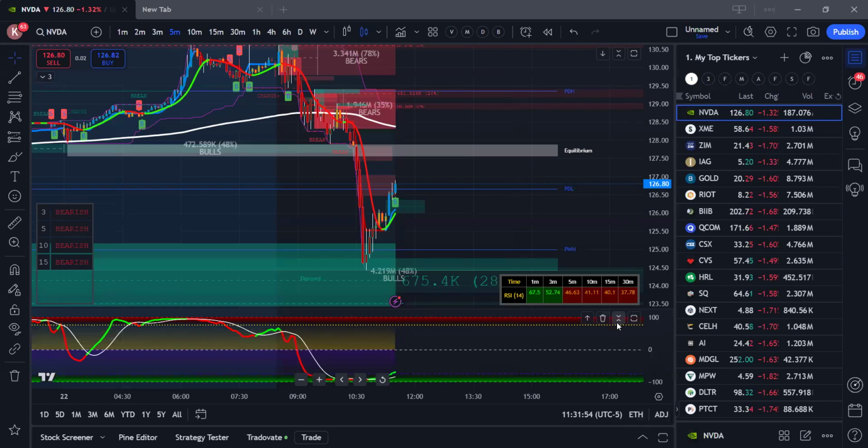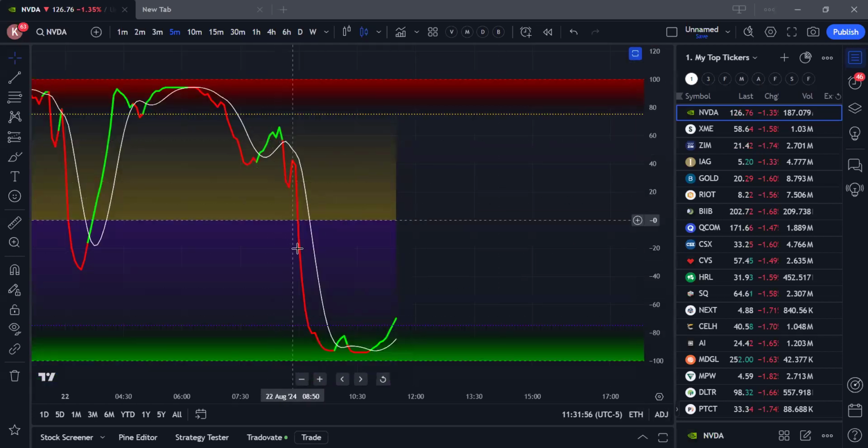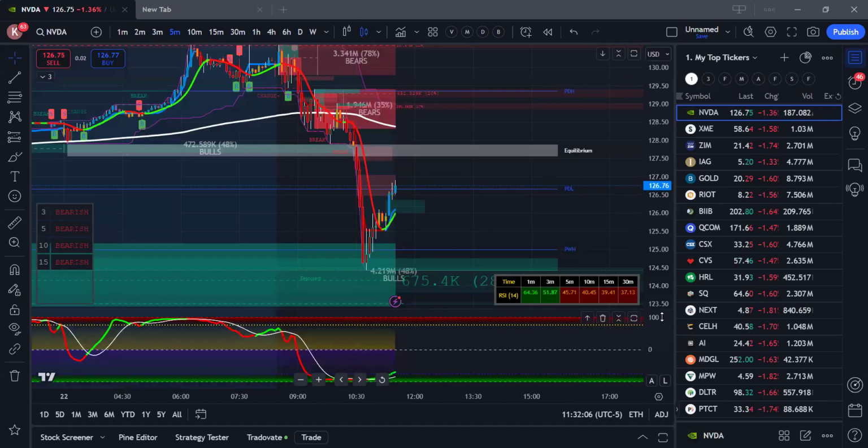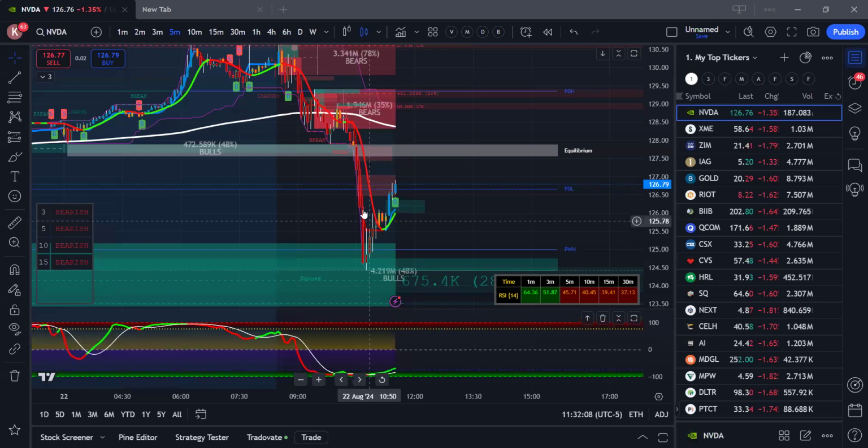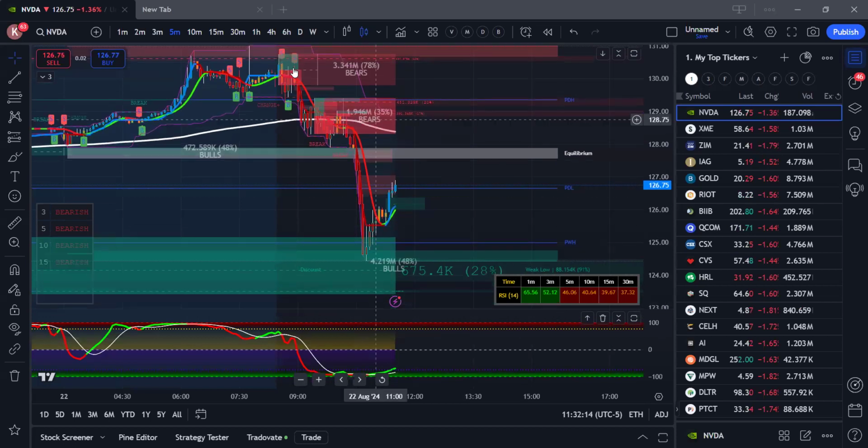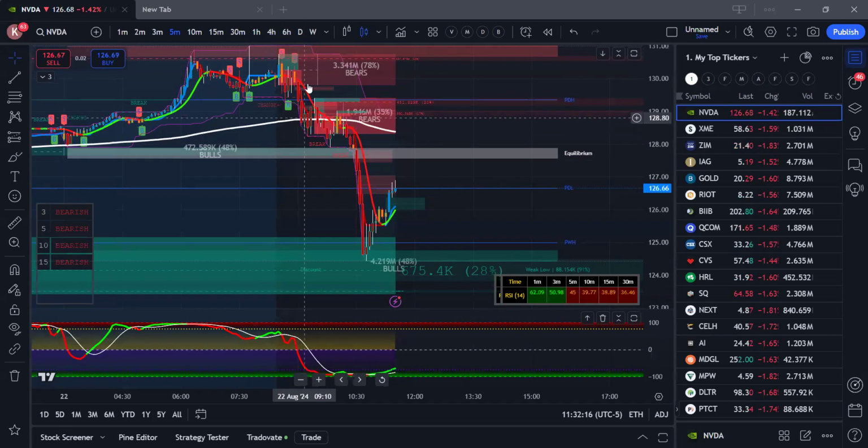So now you will see, this came all the way down. Now the green line started turning up. Now Nvidia can go all the way up. So that's it, right? When you have proper rules, then retail traders can also make nice profits like the big players. Otherwise, we'll always be buying at the top and selling at the bottom.